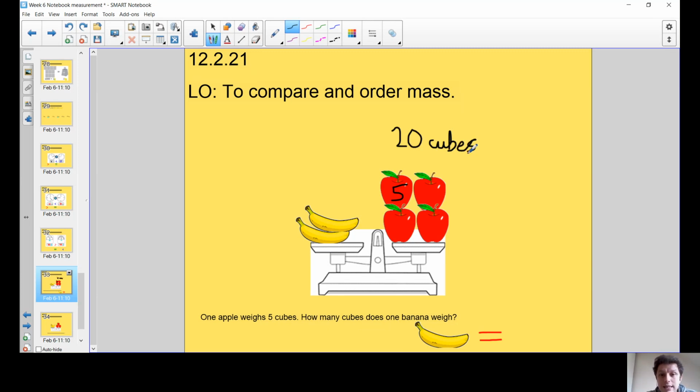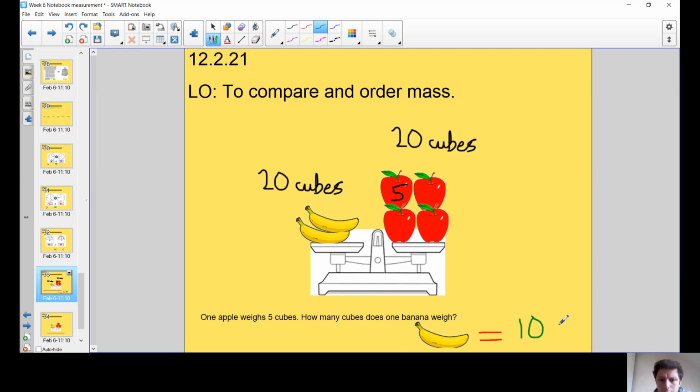Now, we've already said these balance scales are equal. They're balanced. So if this side is 20 cubes, well, that means this side over here must also be 20 cubes. So I now know that 2 bananas is the same as 20 cubes. So 1 banana, well, that would be half, wouldn't it? 1 is half of 2. So what is half of 20? 20 divided by 2. Half of 20 is 10. How many cubes does 1 banana weigh?